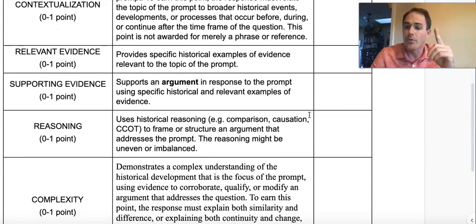So you could get 1 point for providing specific historical examples of evidence relevant to the topic of the prompt. In other words, if you told me some information about one or 2 of those civilizations and it was accurate and specific, you got the point. Now, you could get another point if you supported an argument with that evidence. In other words, you had a topic sentence and then your evidence supported that topic sentence.